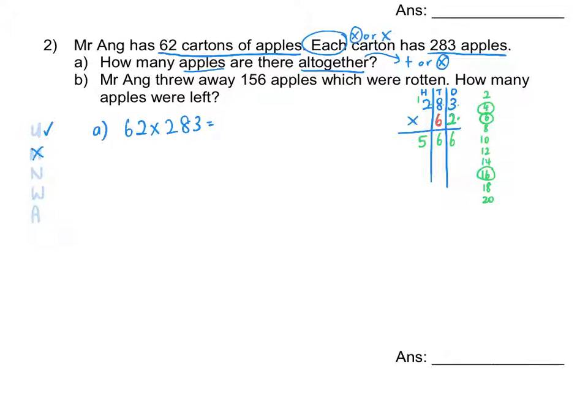So first I do the listing: 6, 12, 18, 24, 30, 36, 42, 48, 54, and 60. Do not forget to cancel away the previous regroupings so that you're not confused. And now, because you multiply by the digit in the tens place, you got to write a 0 here, and then you are ready to multiply. So first, 3 times 6 gives 18, 1 and an 8.